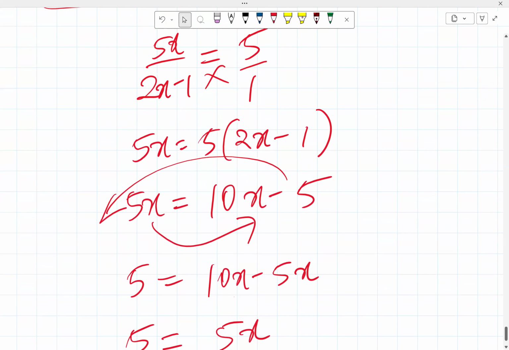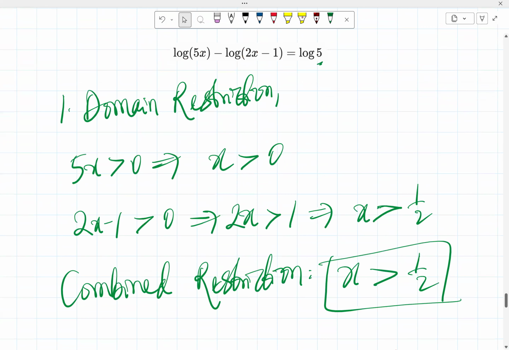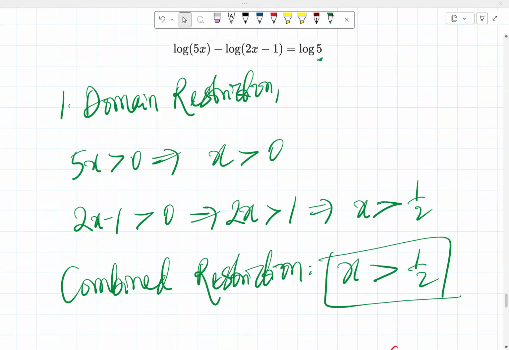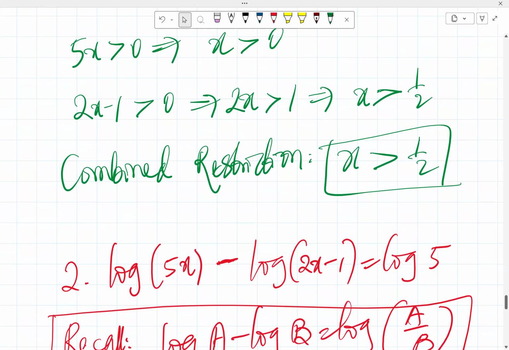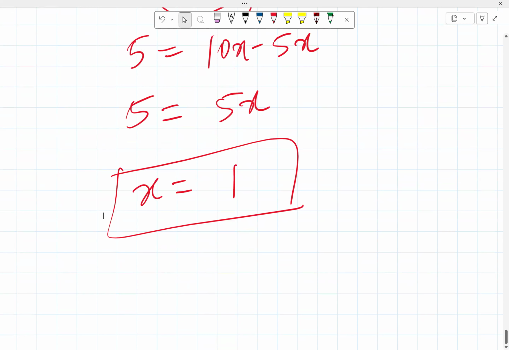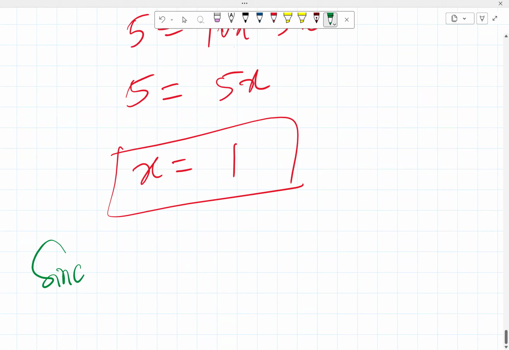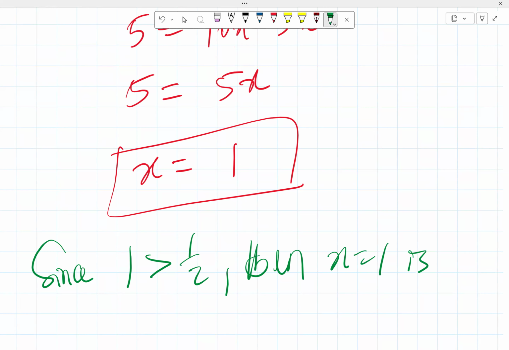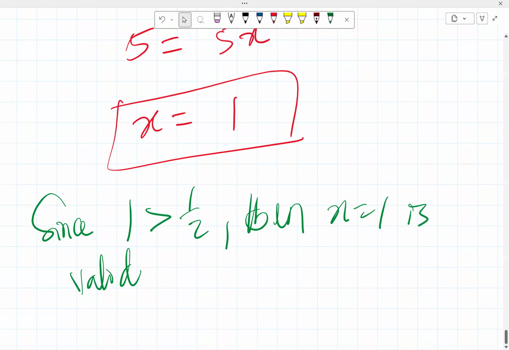Now, x is equal to 1. Does it agree with the domain restriction? The domain restriction says x should be greater than half. Since 1 is greater than half, then x equals 1 is valid. So that's a valid solution for that problem.